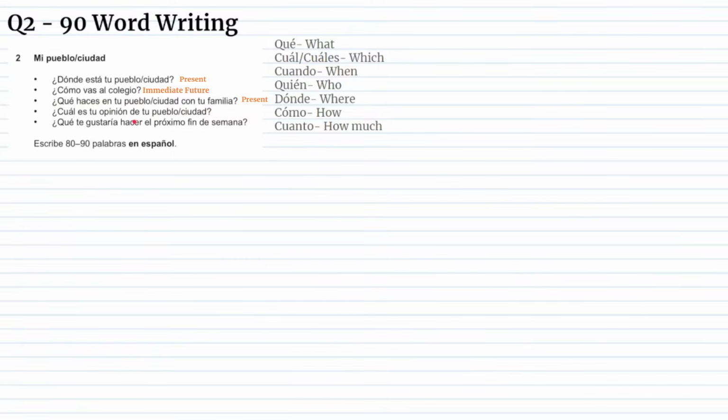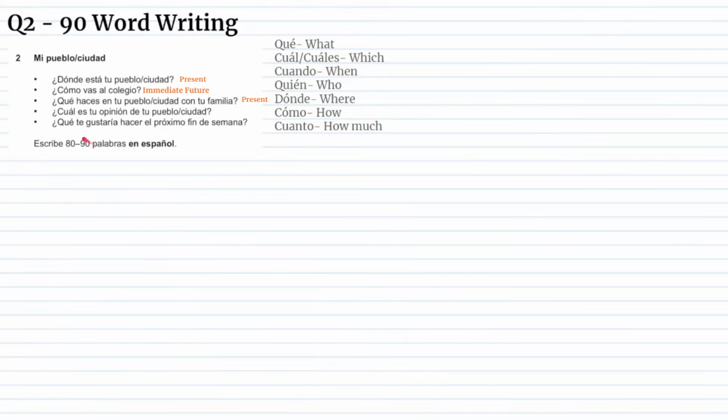And then, ¿Cuál es tu opinión de tu pueblo o ciudad? So now this is your advantage and disadvantage question. This is likely to appear in both the 90-word writing and your 130 to 140-word writing. This is the key question, your advantage and disadvantage question. And I'm going to go over how exactly you're going to go about this. So for this, since it's only 90 words, we're going to just write one advantage and one disadvantage of our pueblo o ciudad.